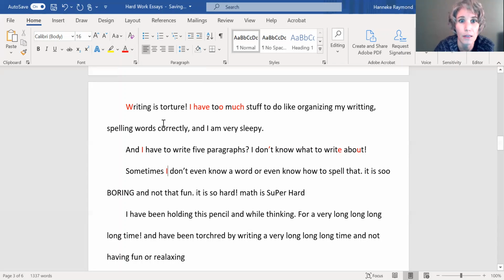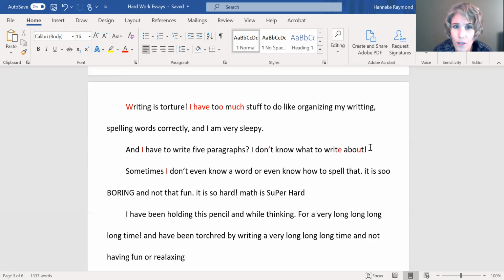Please, please, please capitalize. And I have to write 5 paragraphs. I don't know what to write about. What else is difficult about writing or organizing your paper? I know we have to fill out the expository pillar. We have to make sure that we stay on topic.